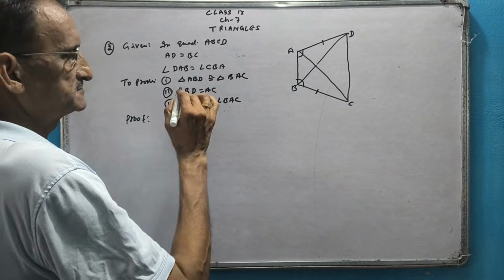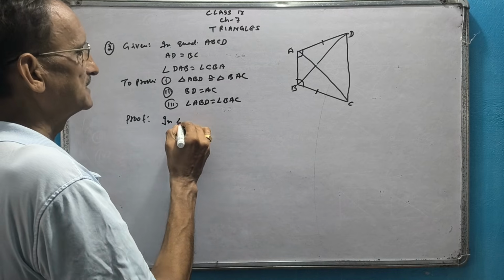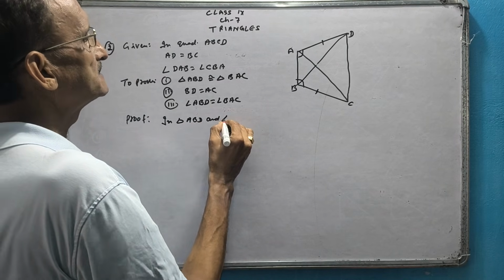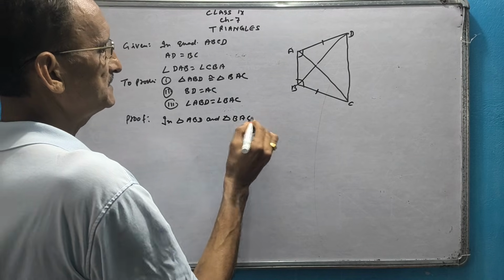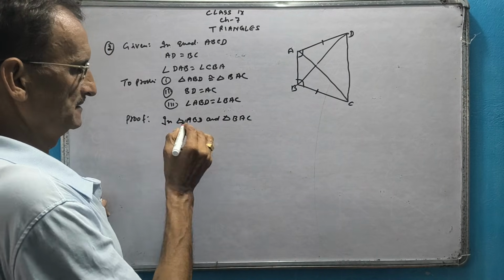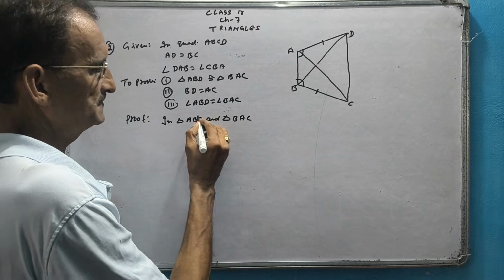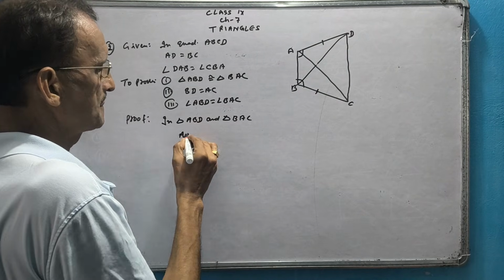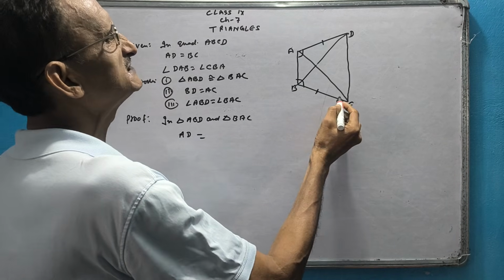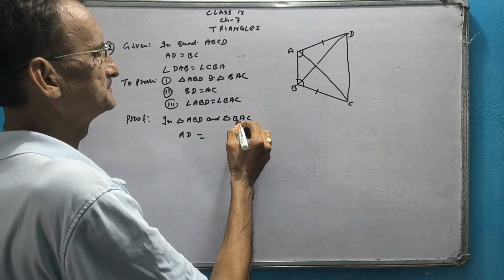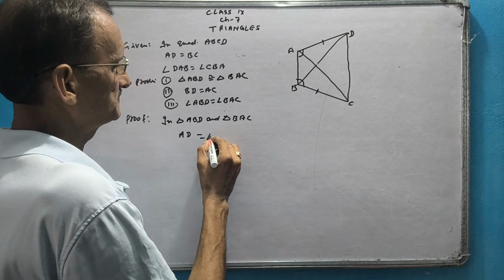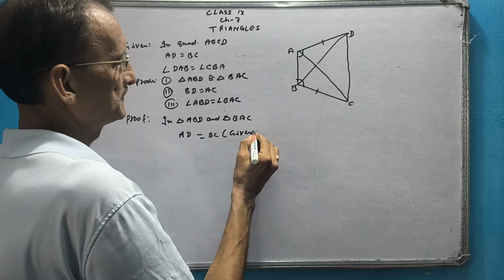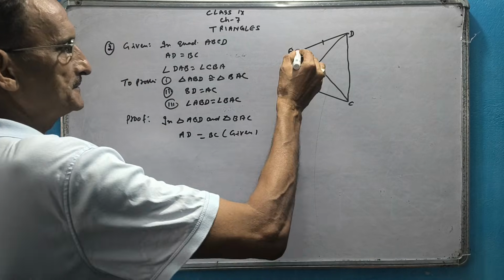Take the triangles. In triangle ABD and triangle BAC, we have AD of triangle ABD is equal to BC of triangle BAC, given only. Okay, see, it is already marked here.